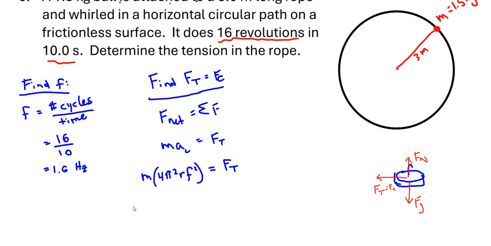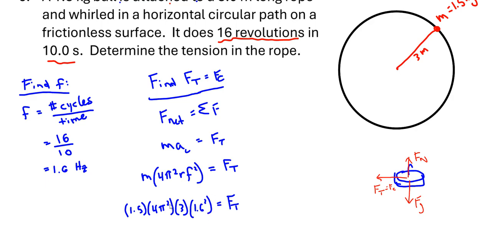Mass, we got 1.5 kilos, so we got our 1.5. The 4 and the pi squared, I'm going to keep together because those are just all regular numbers. I would recommend using the pi button on your calculator. It will have one, and it'll keep it more precise than punching in 3.14. Radius is 3 meters. Frequency is 1.6 hertz, and that's squared. And all that is going to equal our force of tension.